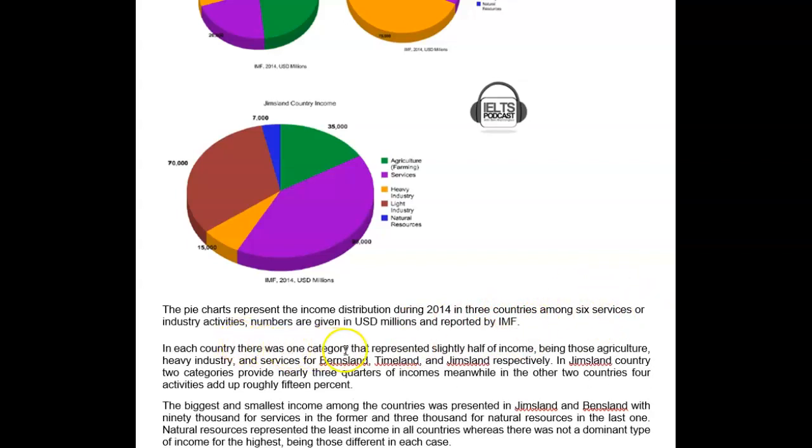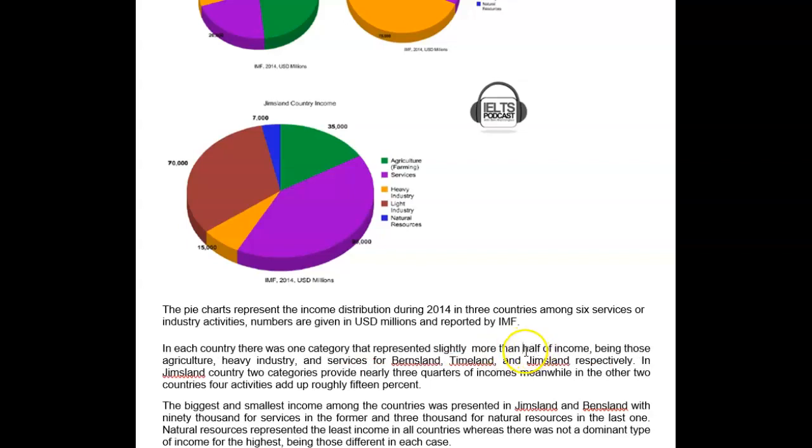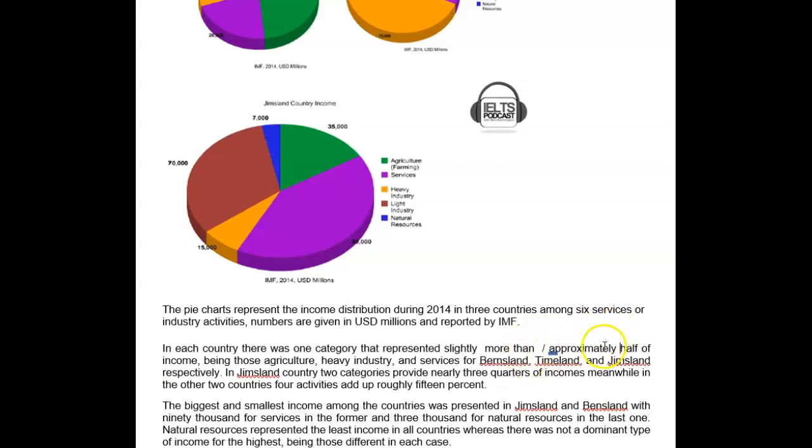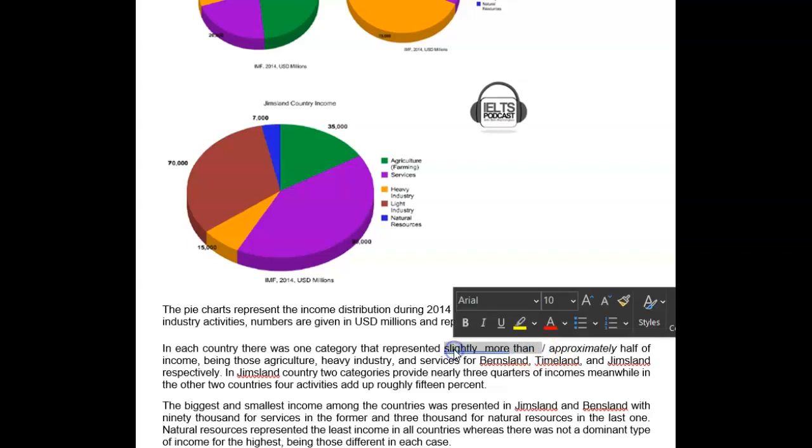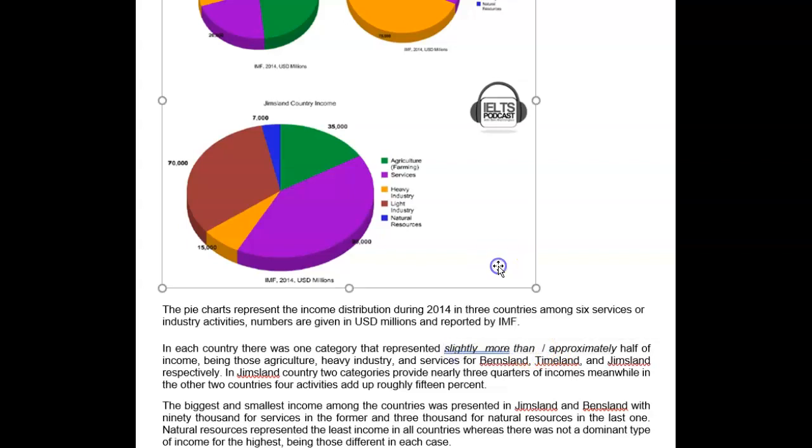In each country, there was one category that represented slightly more than half. You can't represent slightly half. You have to represent slightly more than or slightly less than. Or if you don't use the word slightly, you could go approximately. Approximately, okay. So that might be better here, but either. So basically one or the other, but you don't need both, obviously.